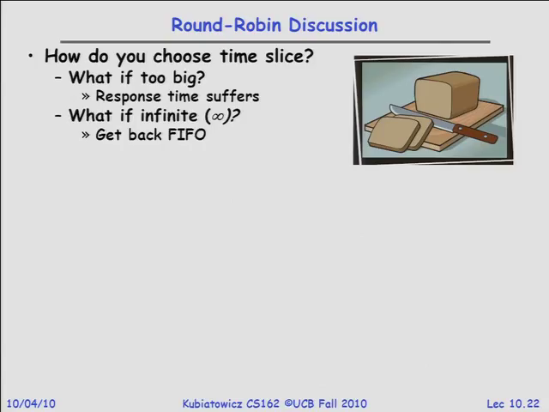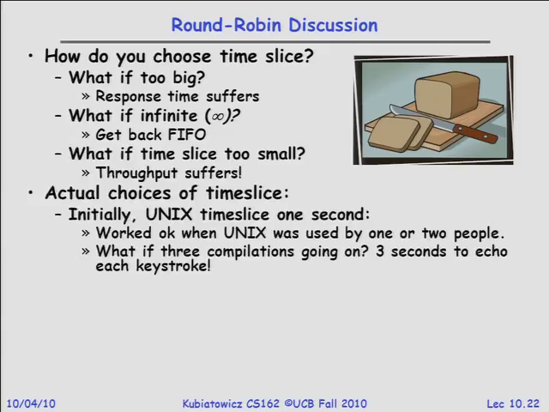So, actual choices of time slice. Initially, the Unix time slice was a second. So think about that, right? If you got 3 compilations going on, now each keystroke takes a second, right? Click, click, right? In practice, you need to balance short job performance and long job throughput.